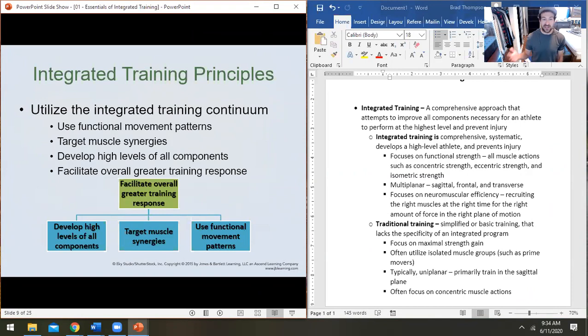We're also going to utilize an integrated training principle, right? We're going to utilize the entire training continuum, which means we are going for the greatest overall training response here. We want to use functional movement patterns. You guys have probably heard me say this before, but one of my least favorite exercises that exists is the cable crunch.